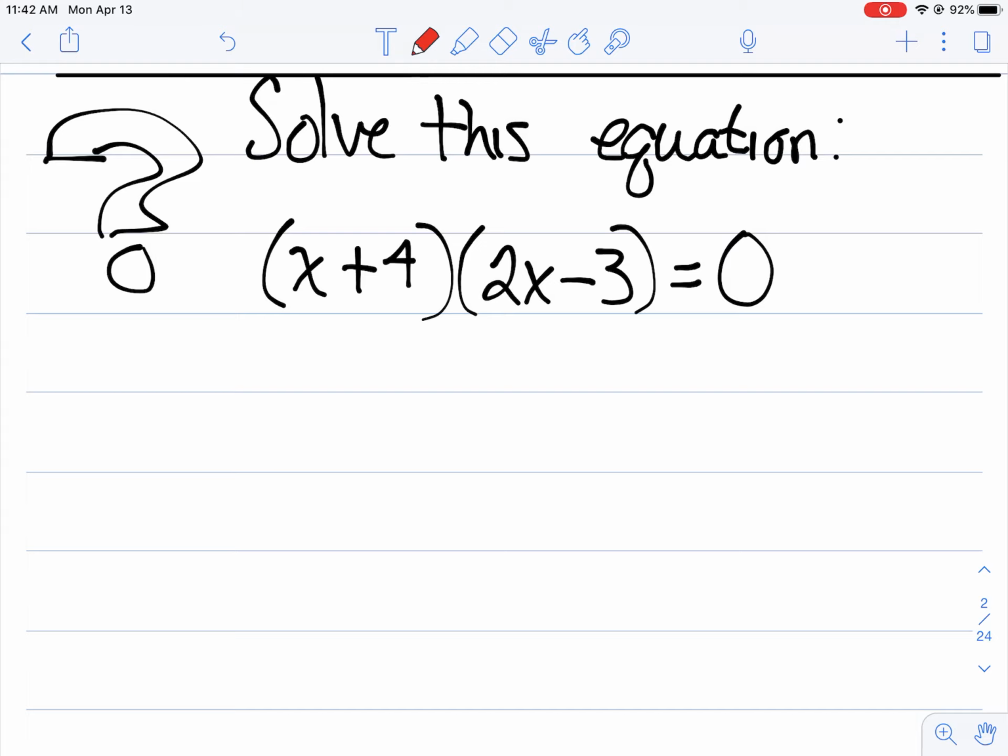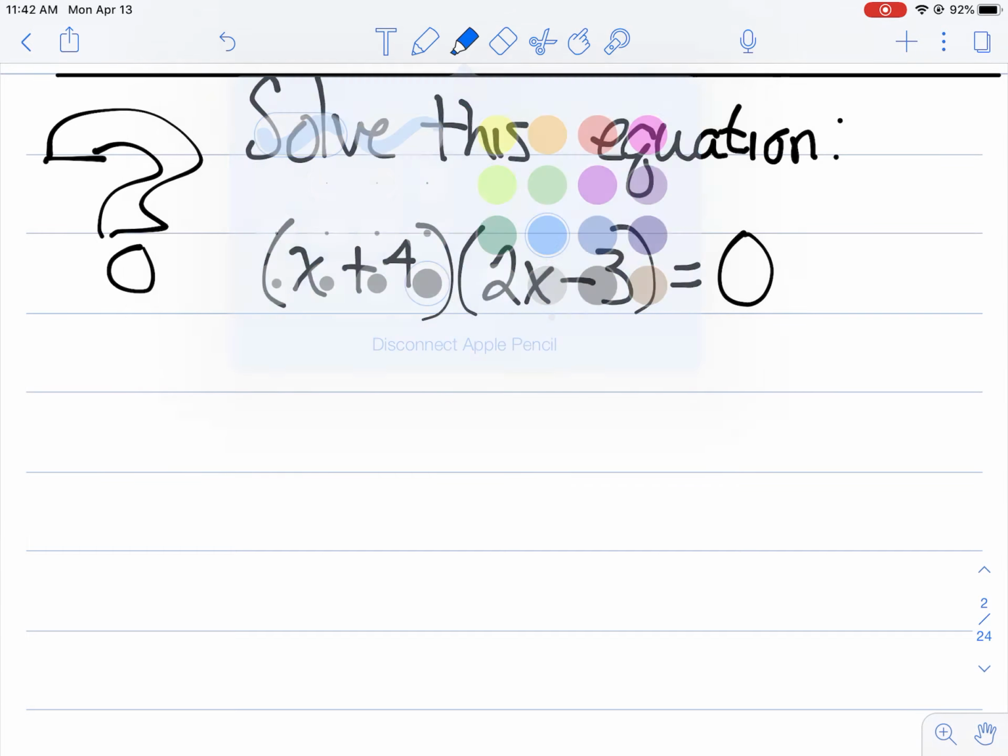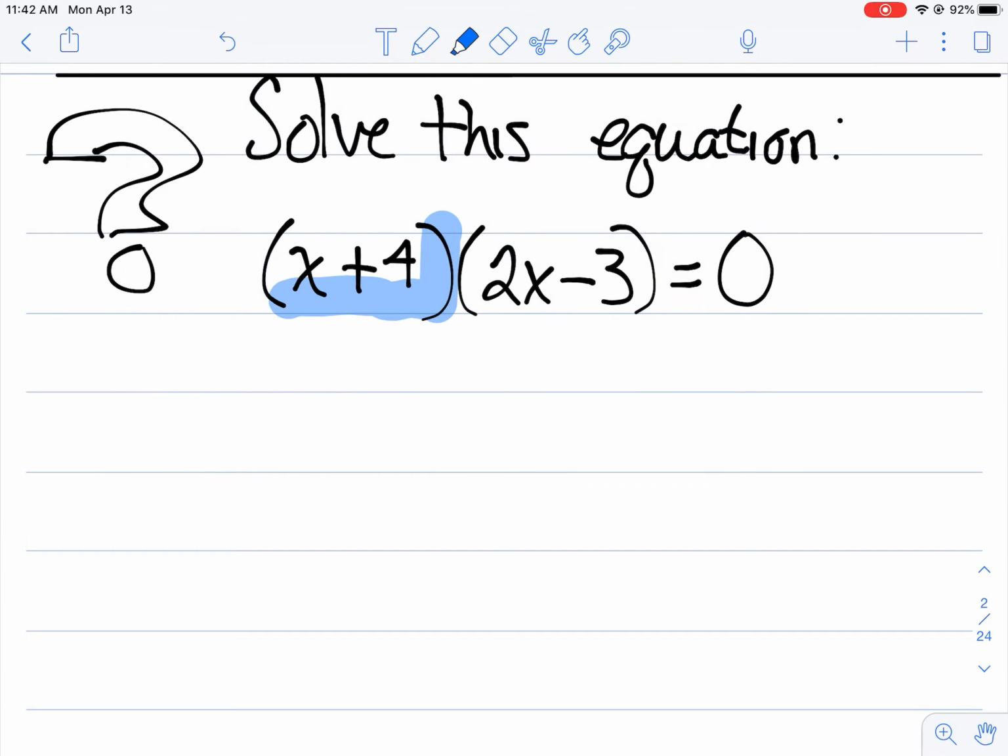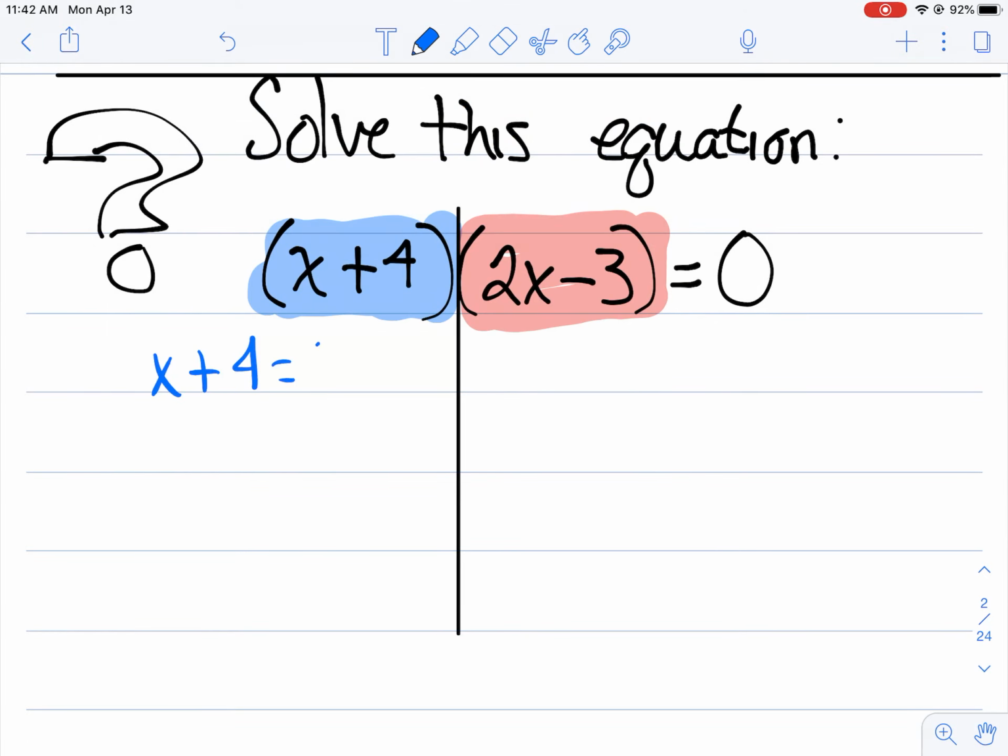All right, guys, so hopefully this one didn't throw you off too much. I'm going to go ahead and color these in again so we can talk about them. So we have our blue group right here. That would be our A. And then we also have our red group over here. This one would be our B. Okay, so then we are going to, again, draw a line down the middle here, split them up. So over here on the left side, we'd have x plus 4 equals 0. Subtract 4 on each side. And our final answer over here would be x equals negative 4. That makes the blue group equal to 0, so we know that's a solution.